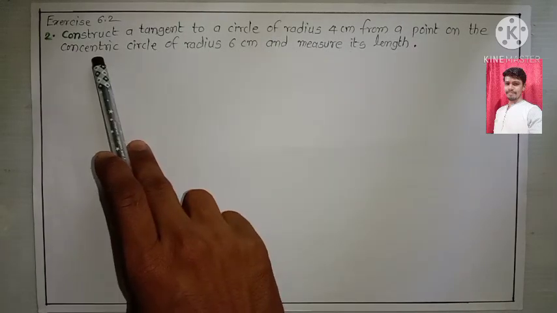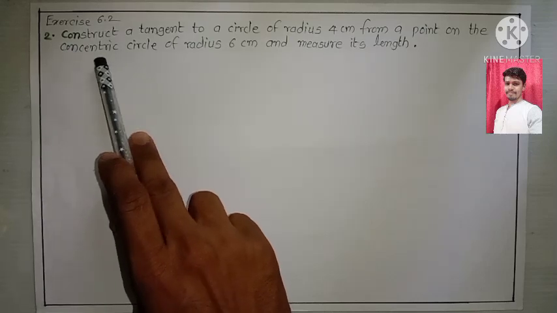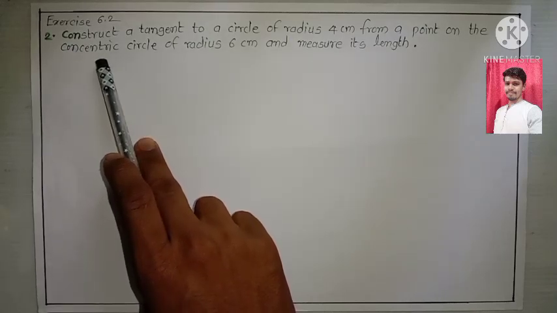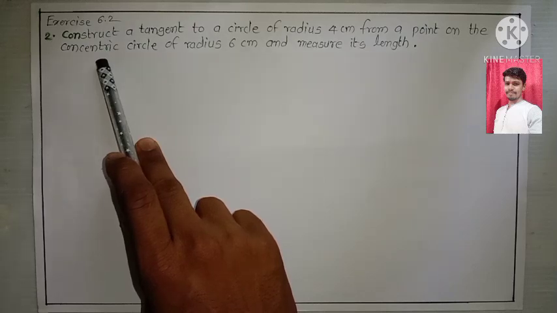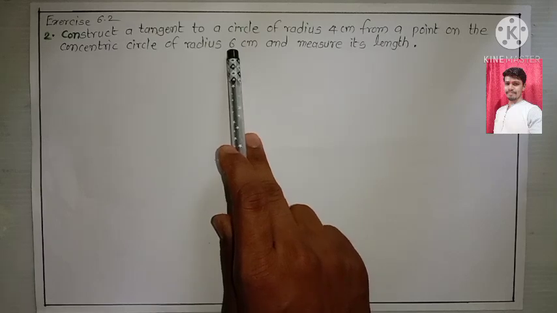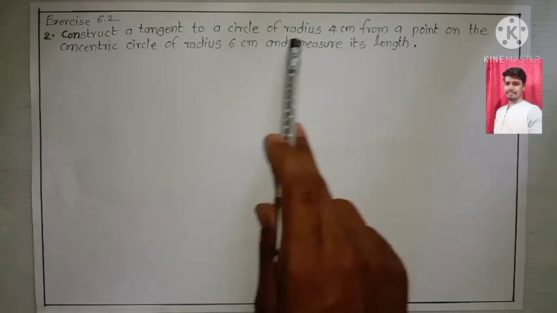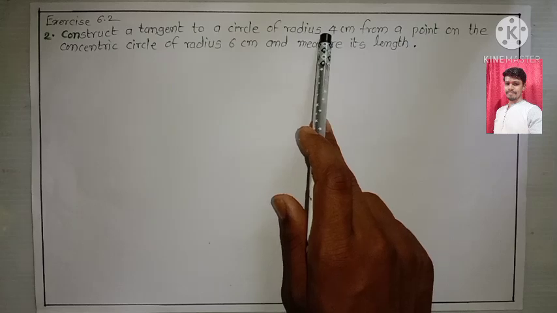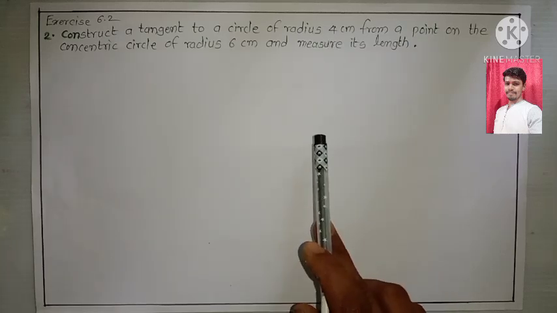Here a new word came: concentric circle. It means more than one circle has the same center point. Those circles are called concentric circles. Here there are two circles. The larger circle's radius is 6 cm, and the smaller circle's radius is 4 cm. So for this construction, we will solve it step by step.